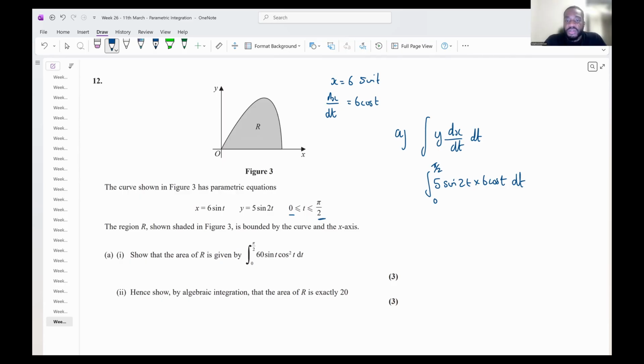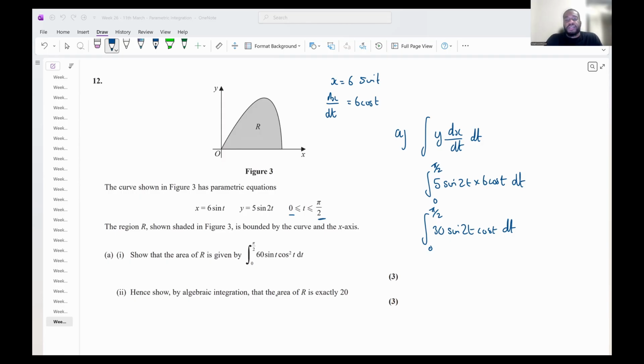Yeah? Now I can do a little bit of tidying up, just constants for now. 5 times 6 is 30. So 30 sine 2t cos t. Now this is definitely correct algebraically, but they've got something a bit different. What's going on here, guys? What do I do? Any ideas? What comes to mind? Exactly. Double angle formula. Fantastic.